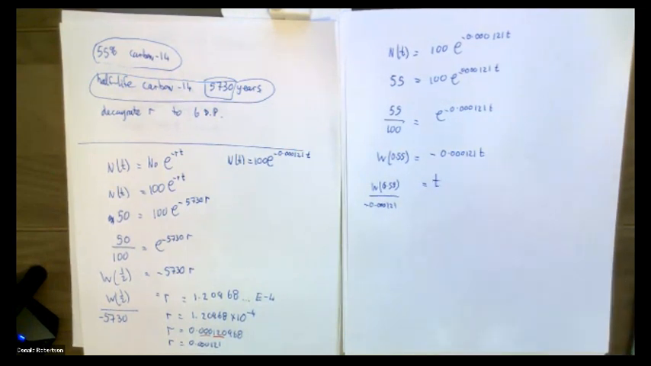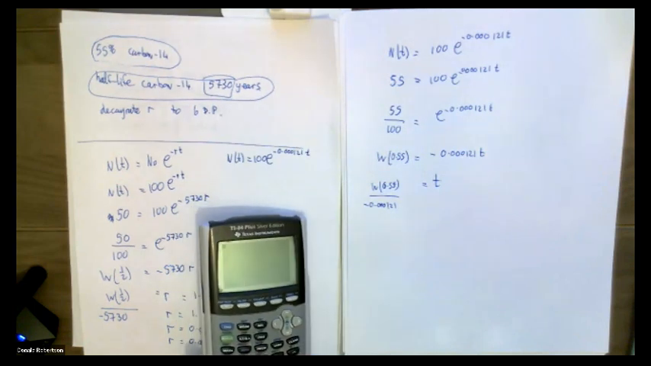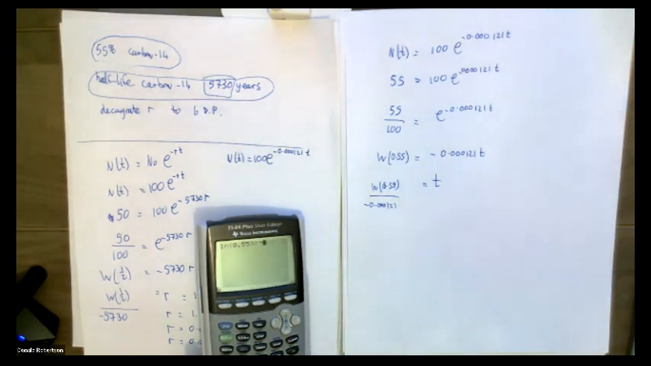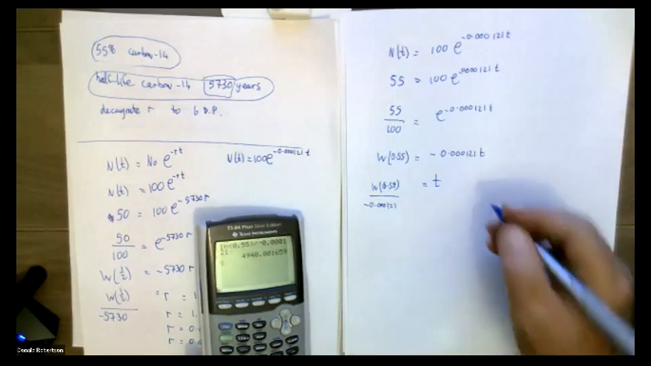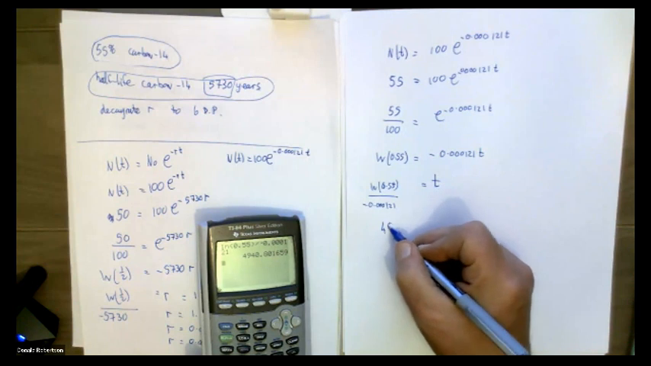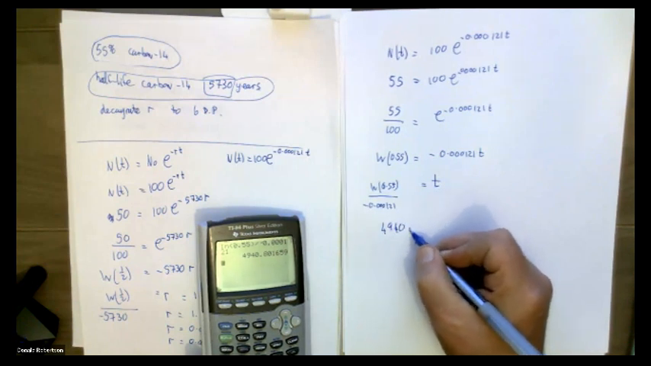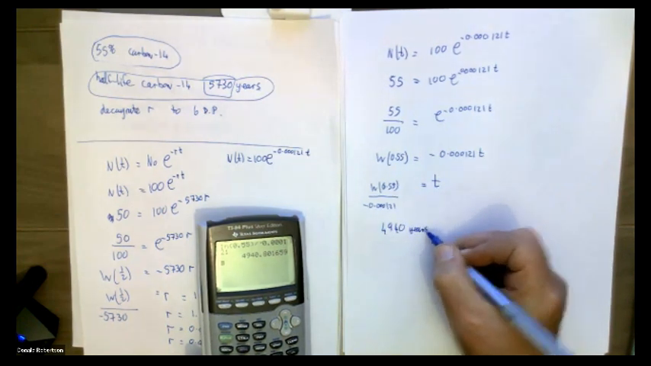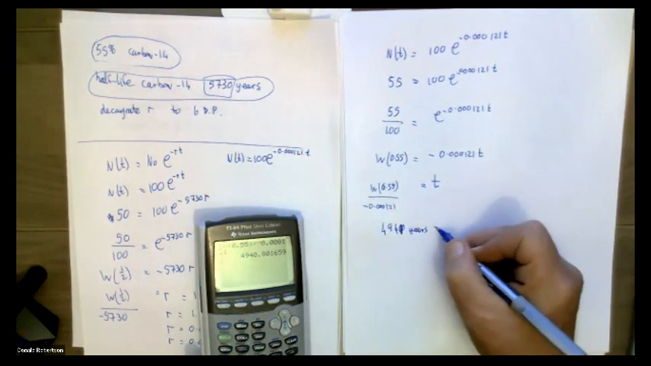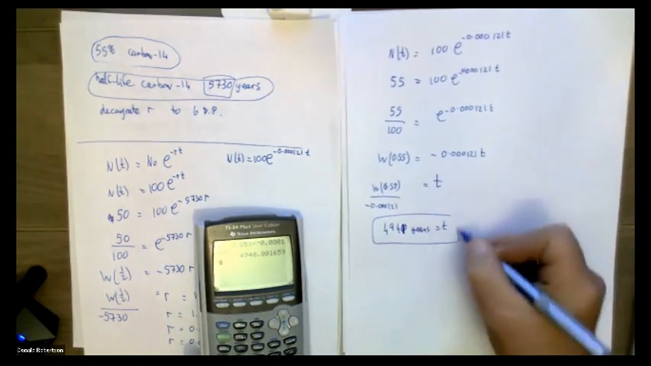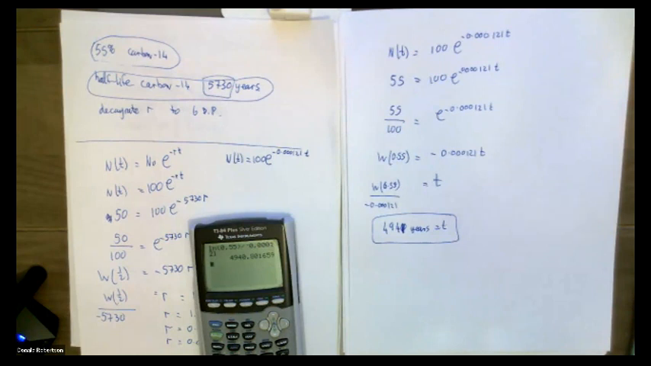So let's see how old that piece of wood is. The natural log of 0.55 divided by negative 0.000121, and the answer is 4,941 years to the nearest whole number. So it's almost 5,000 years old.